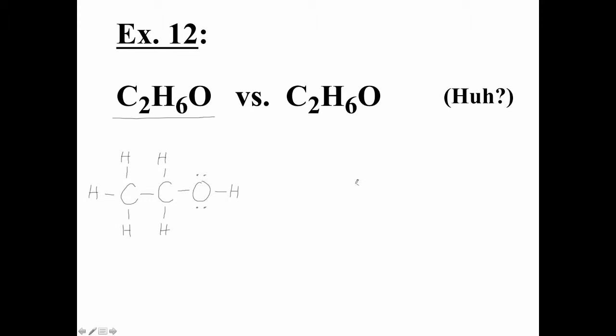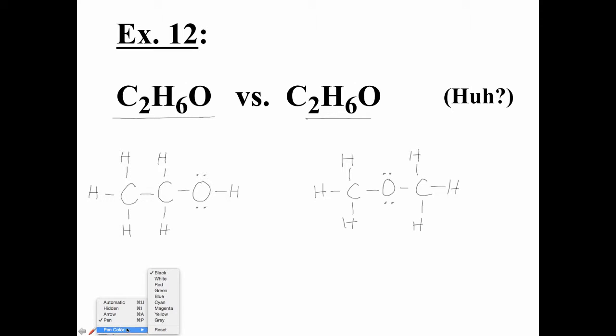And it turns out we could have a carbon bonded to an oxygen, bonded to a carbon, and then 1, 2, 3, 4, 5, 6 hydrogens attached, 3 to each of the carbons. And of course, we'll finish this off like we did with the other molecule, with a couple lone pairs on the oxygen. And this is also C2H6O.